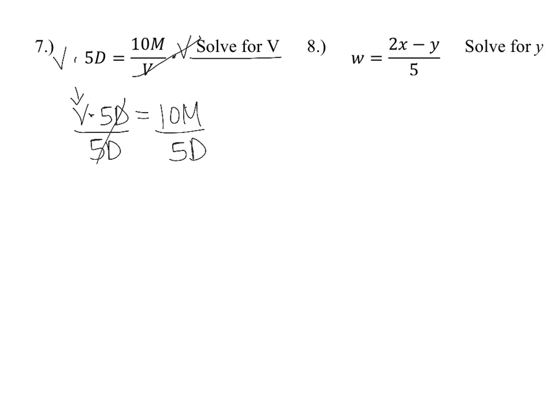And then the 5d's cancel out, and we're left with v equals, it may look like v is equal to 10m over 5d, but that's a fraction that can be reduced. 10 divided by 5 is 2. So we should reduce it. It would be 2m over d. And that's your answer.